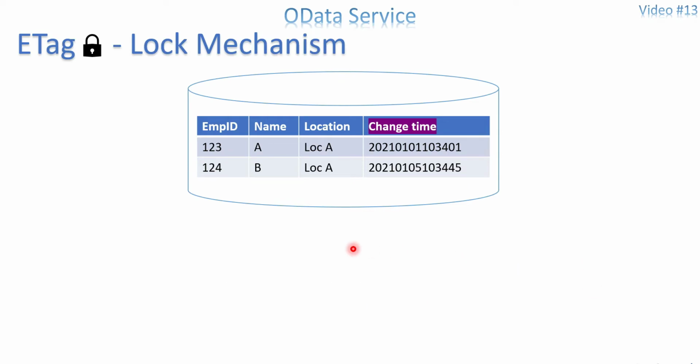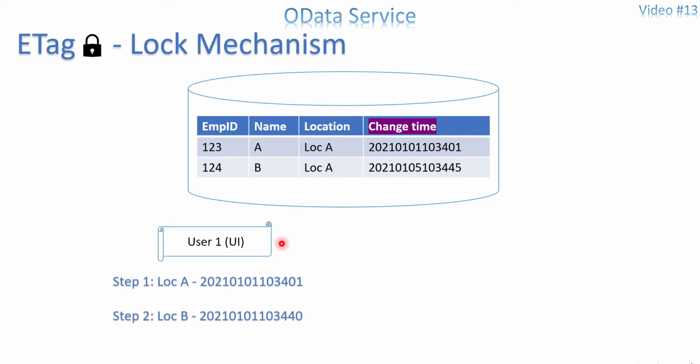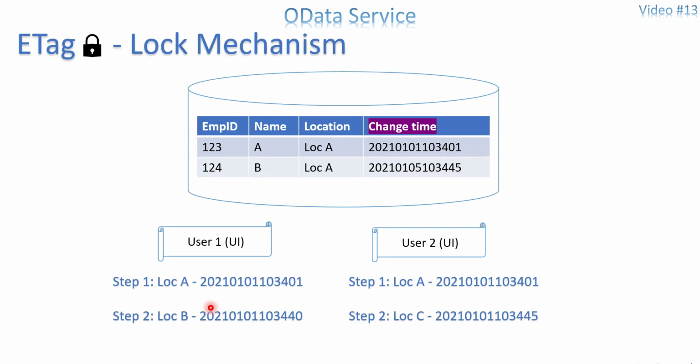The scenario is: user 1 reads the data from the database table along with the timestamp field. Just look at 3401 minutes and seconds. In step 2, using update entity, they change the location information along with the timestamp, which is 3440. Before step 2 of user 1 is performed, user 2 reads the data from the database table, the same location information along with the same timestamp, 3401.